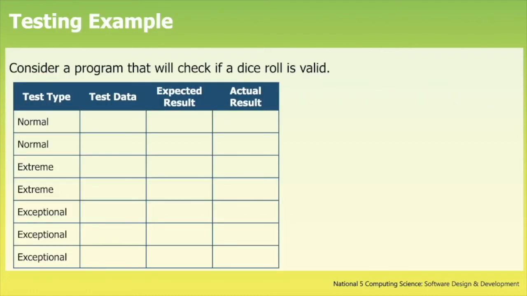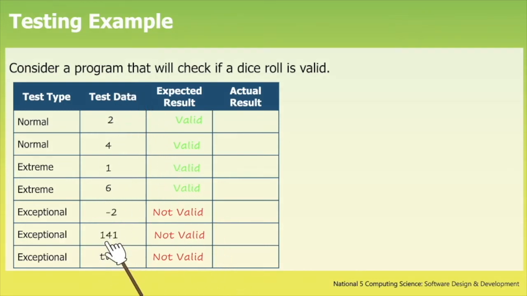with. So if we take an example here, consider a program that will check if a dice roll is valid. So we're working on the assumption here that a dice can have a number between 1 and 6. An example of normal test data would be 2, and we'd expect that to be a valid number for a dice. 4 would be a valid number. Extreme is at the end of what is acceptable. So the lowest number I can throw is a 1, and the highest number I can throw is a 6. Exceptional is data that we don't think our program is going to work with. -2 is going to be not valid. 141 is not going to be valid. The letter 2 is going to be not valid.